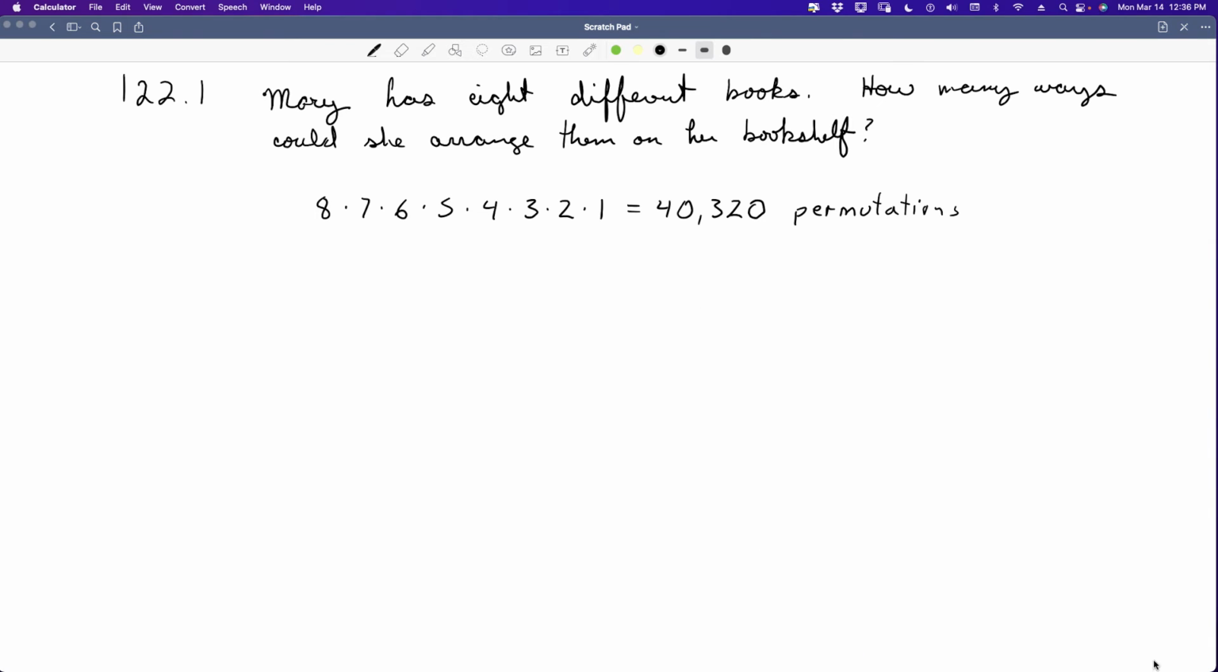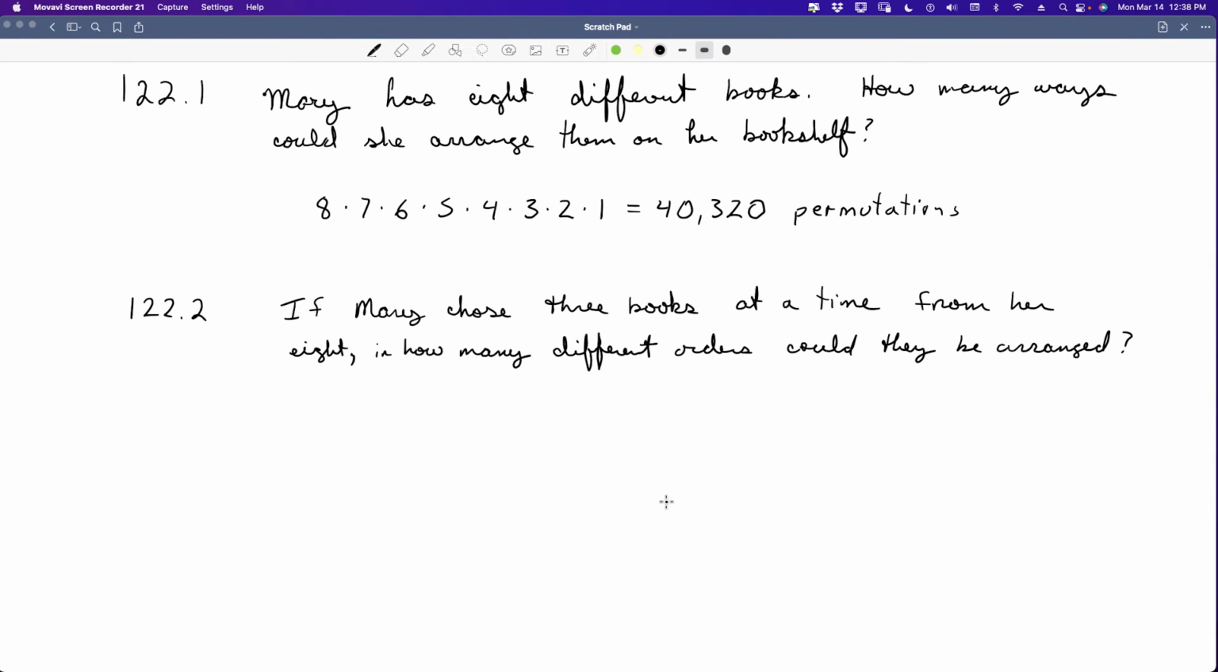Let's look at another problem. All right, now in the second question, it says that if Mary chose 3 books at a time from her 8, in how many different orders could they be arranged? So she's only selecting 3 books of her total. So she's making a row of 3, but she has 8 to choose from. So we would just start with the highest number, which was 8. So we would say 8 times 7.